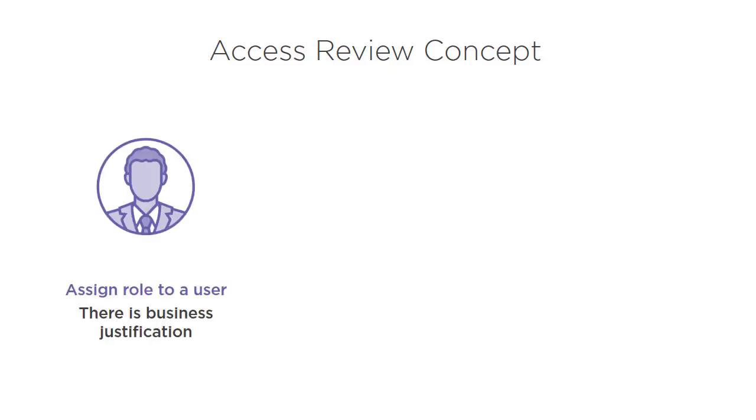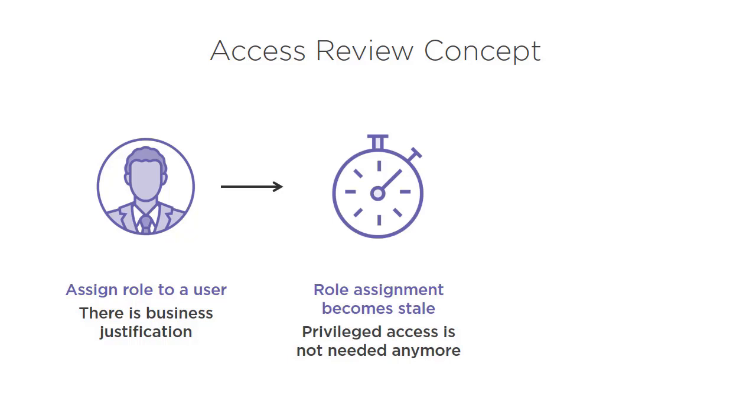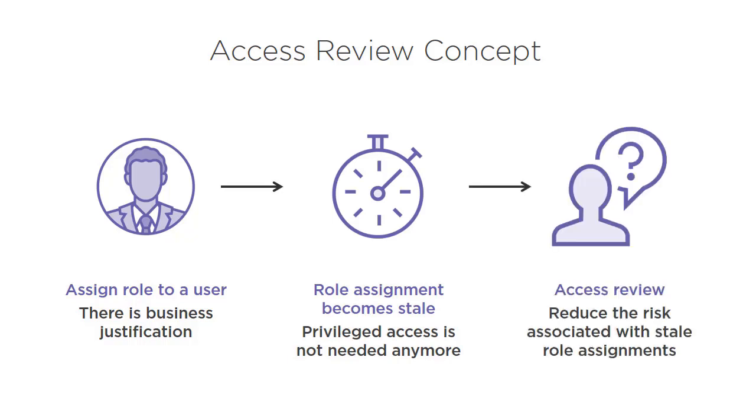Once you know who needs access to what roles, and with time, the role assignment becomes stale and perhaps privileged access is not needed anymore. For example, this could be that you gave someone a global admin role for the duration of a project, and that project ended. Or if the person who you assigned a privileged role to changed his role in the organization, and he does not need access anymore.